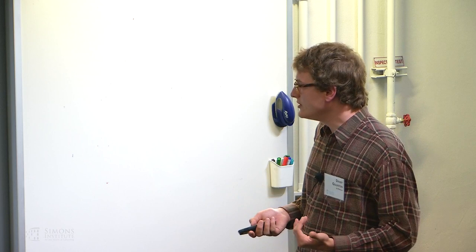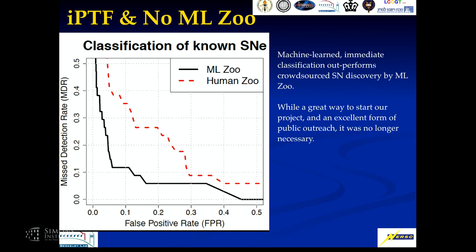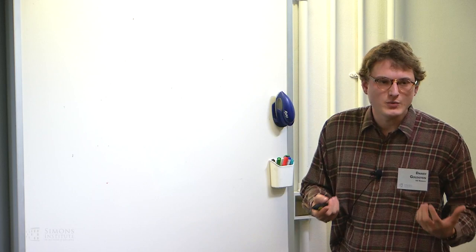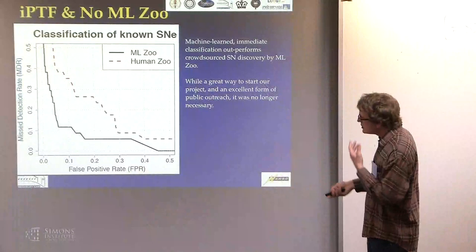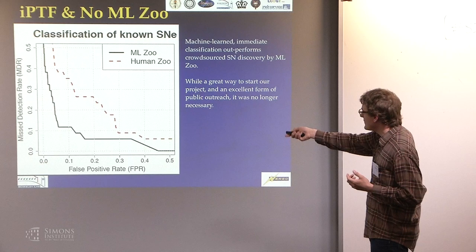So this was a big win. And actually, it was with this RB2 classifier that not only did the performance of the machine learning beat humans in terms of time, it actually started to beat humans in terms of accuracy. So this is a receiver operating characteristic showing the misdetection rate as a function of false positive rate for the machine learning classifier RB2 and the human decisions from the citizen scientists.